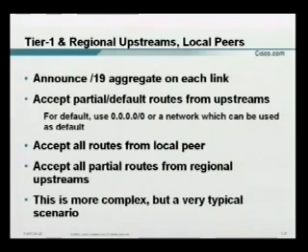So we're going to accept partial or default routes from upstreams. That's either network 0 or a network that we can use as a default. From a local peer, we're going to accept all routes that they originate. From the regional, it only makes sense to accept the prefixes that are local for them. So them, their customers, and anything else that may be useful. Again, that's a discussion you have with your regional.